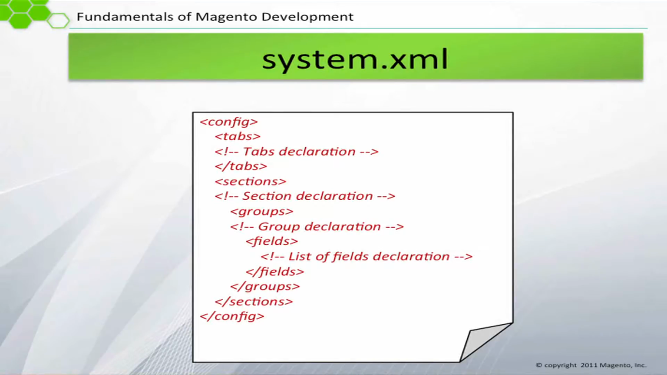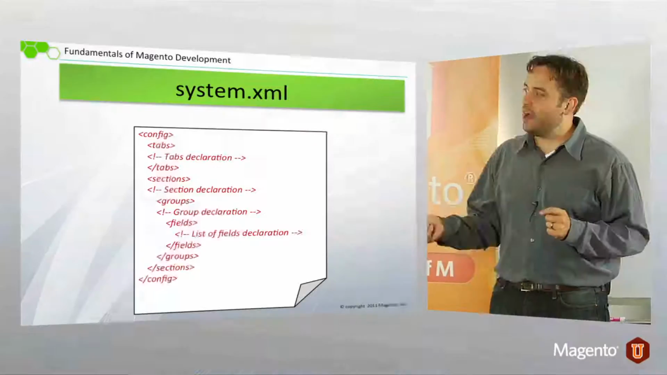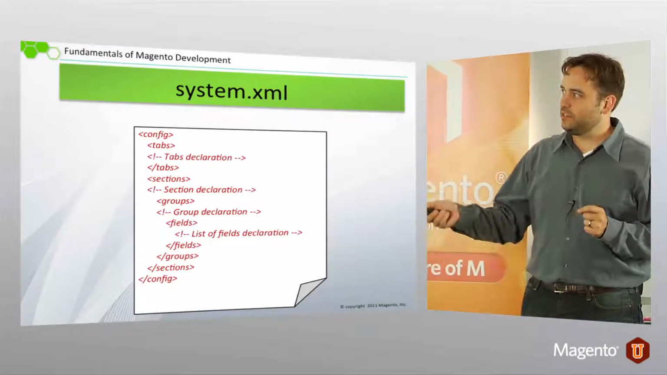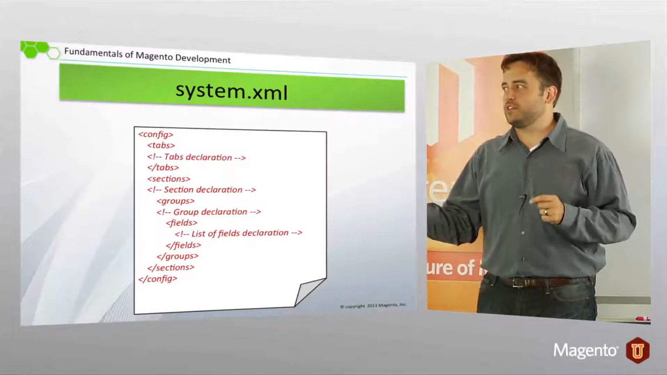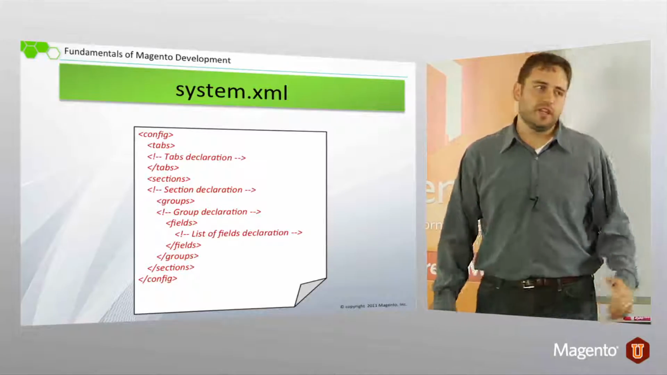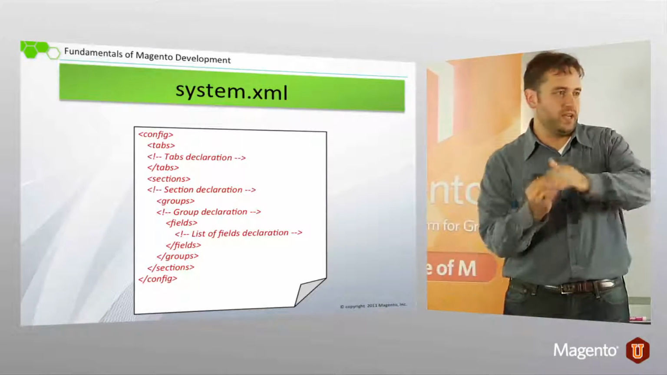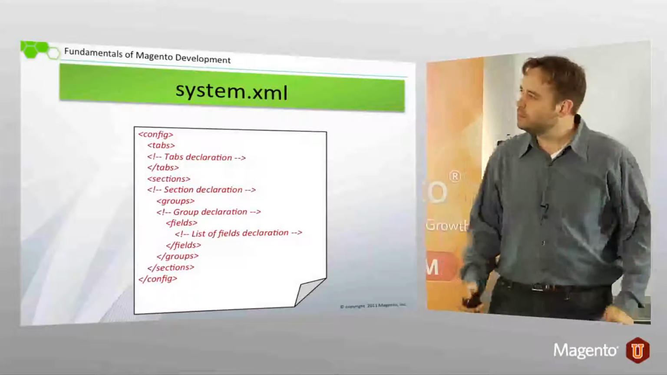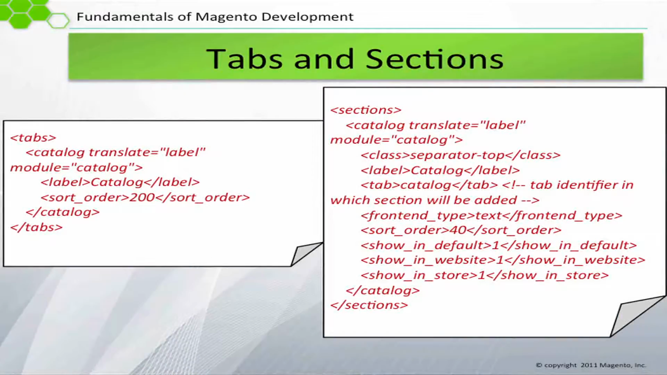So you see under config in system XML, you have tabs. And then adjacent to tabs, you have sections. But then inside sections, you have groups, and inside groups, you have fields. So this container structure is big in Magento Admin. All right, so similar thinking, and some of the same syntax here.